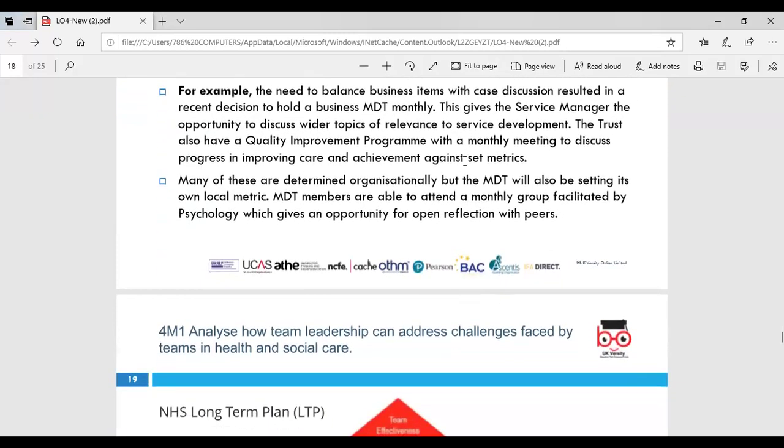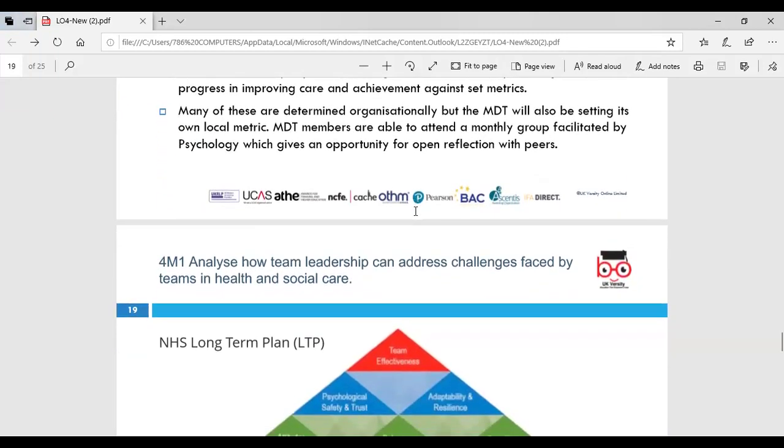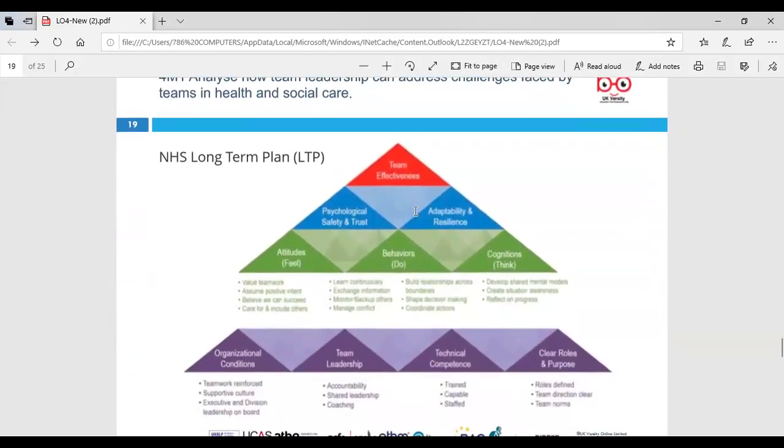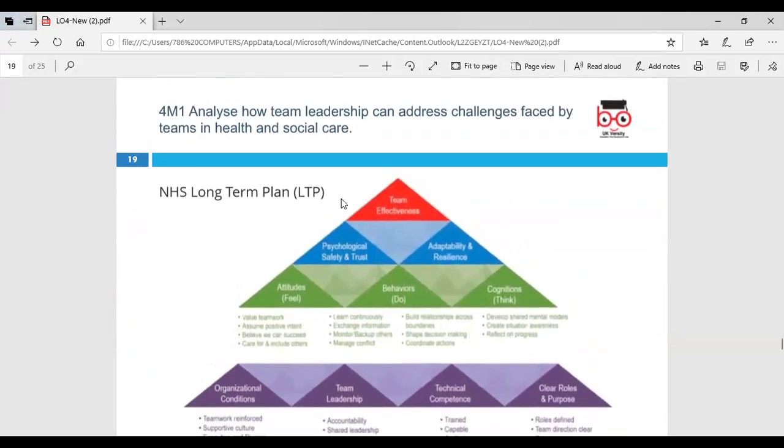So many of these are determined organizationally, but the MDT will also be setting its own metrics. So the MDT members are able to attend a monthly group facilitated by psychology, which gives them the opportunity for open reflection with peers. So this is one of the ending slides that we have here.